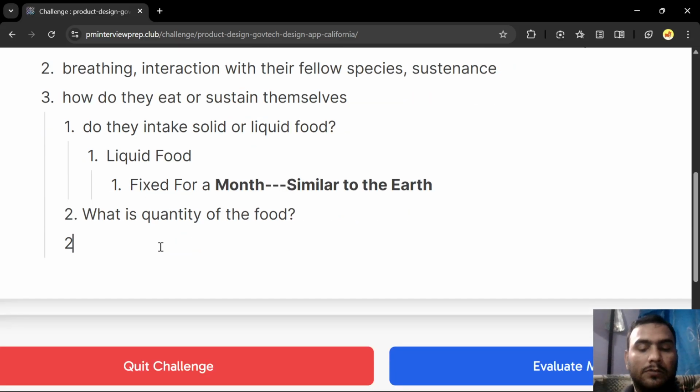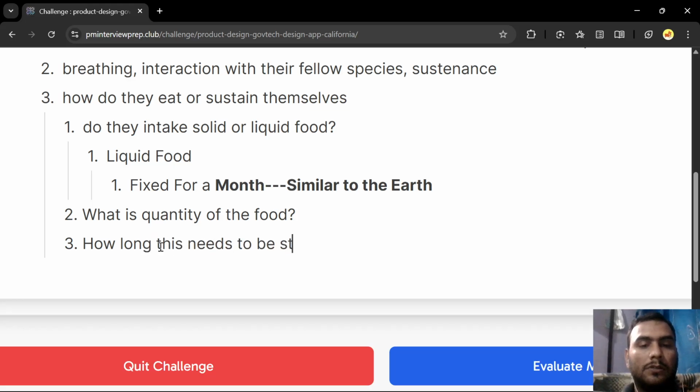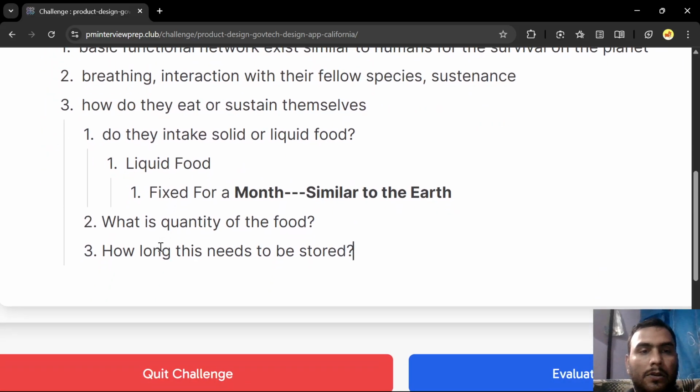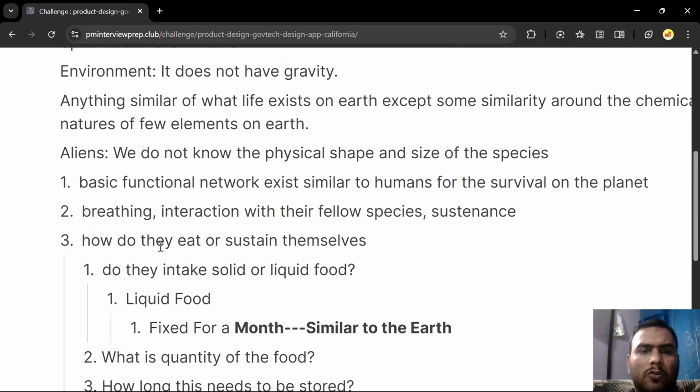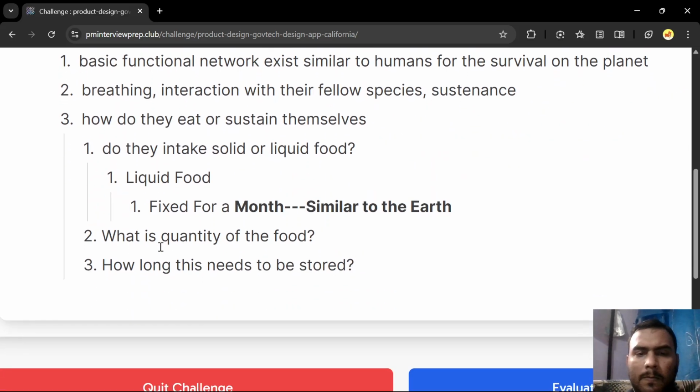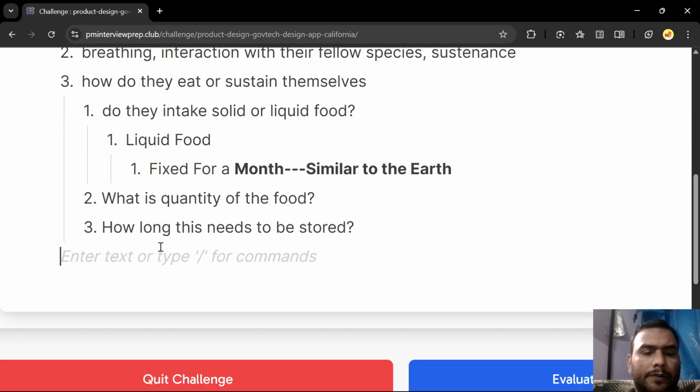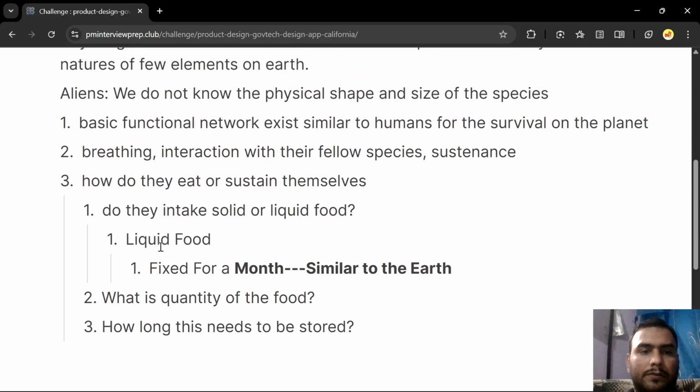And third would be how long this needs to be stored. That would also depend on the design of the lunchbox. So these are some of the criteria I can think about. Okay, moving on. So these are some of the clarifying questions that we ask.